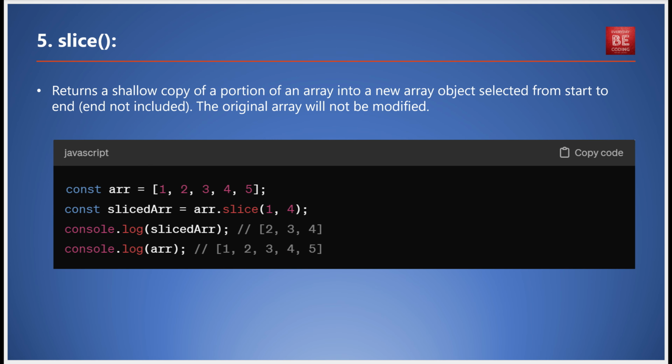Let's talk about the slice method. This method returns a shallow copy of a portion of an array into a new array object selected from start to end, with the end not included. The original array will not be modified.